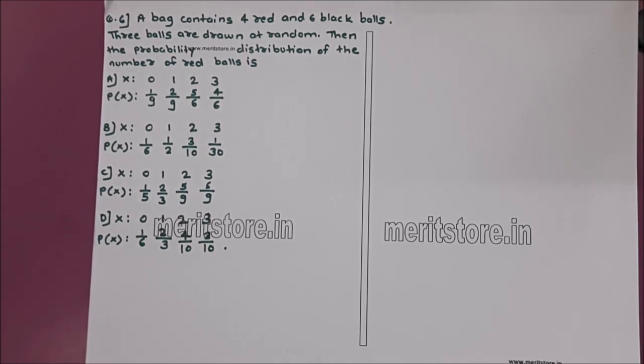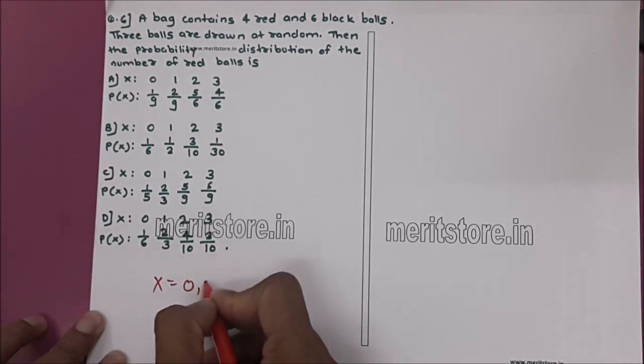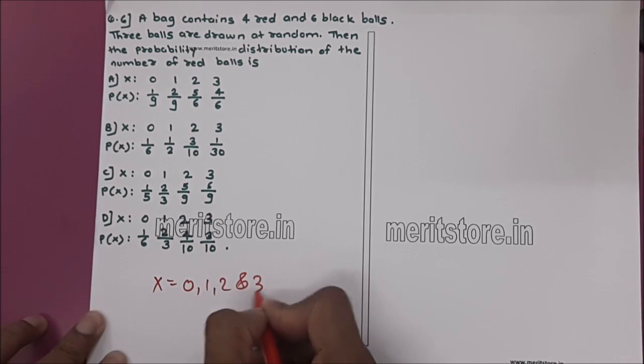Question 6. A bag contains 4 red and 6 black balls. 3 balls are drawn at random. Then the probability distribution of the number of red balls is, we have 4 options with X and probability. We start. Let X denote the number of red balls from the bag. There are 4 red balls. X can take values 0, 1, 2 and 3.